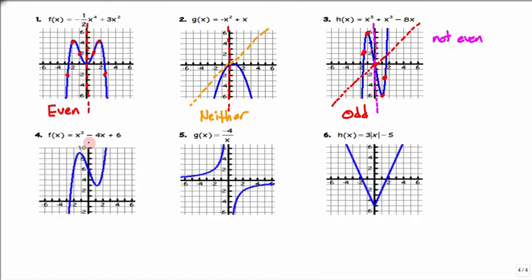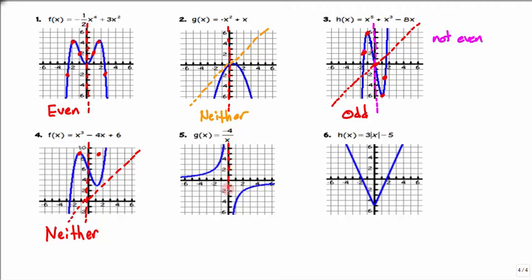For graph 4, as we run down the y-axis, we can see that this point here doesn't reflect to that same point. So this one is not even. Well, let's see if it's odd. And it definitely doesn't look like it reflects on either side of the y equal x line. So this one is neither.